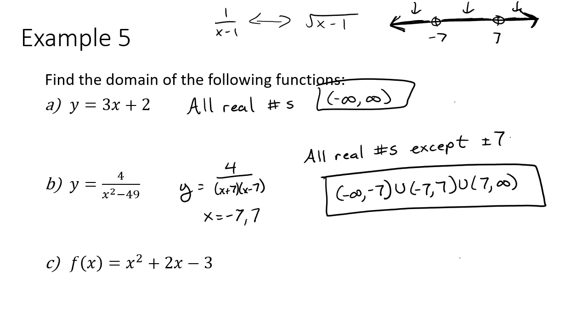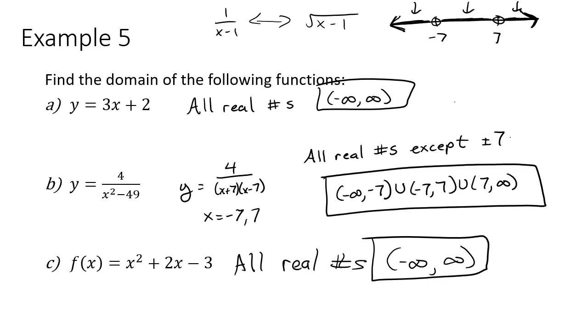For part C, we've got a quadratic function. F of x is equal to x squared plus 2x minus 3. And once again, no x's in denominators, no x's in square roots. No restrictions for this one either. This domain is also all real numbers. And in fact, any polynomial will always have a domain of all real numbers. They never have restrictions.